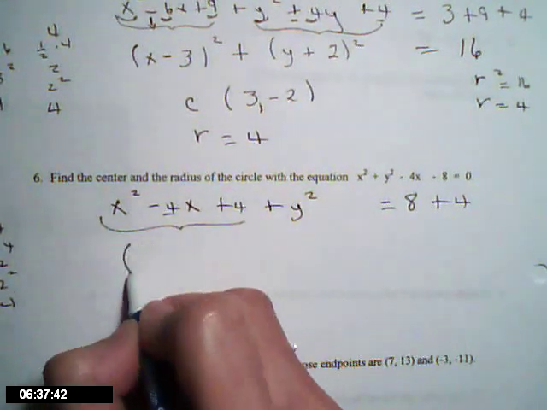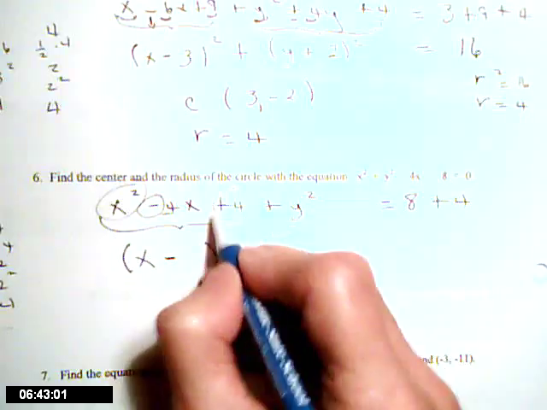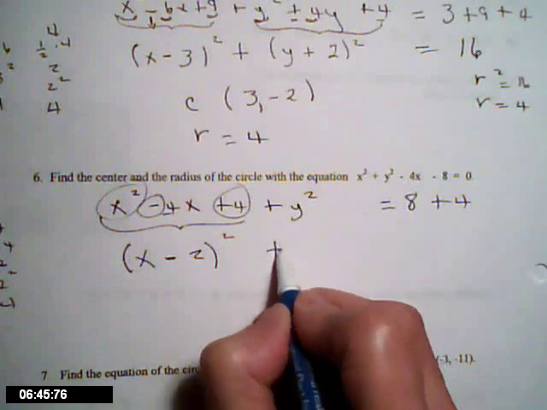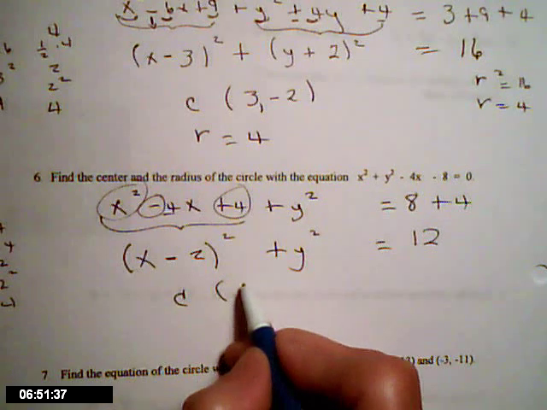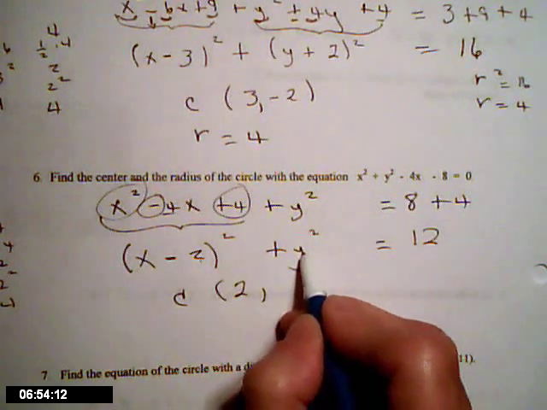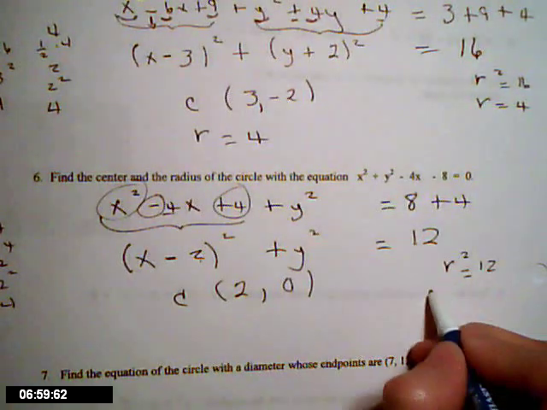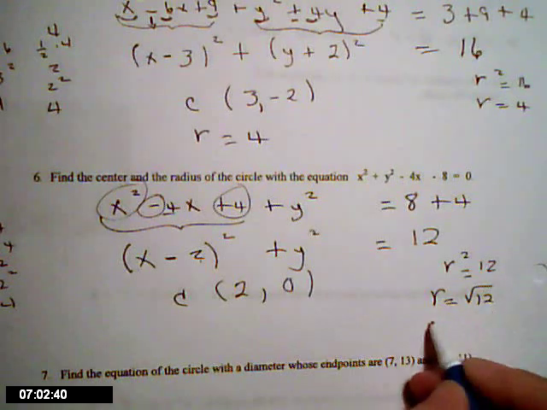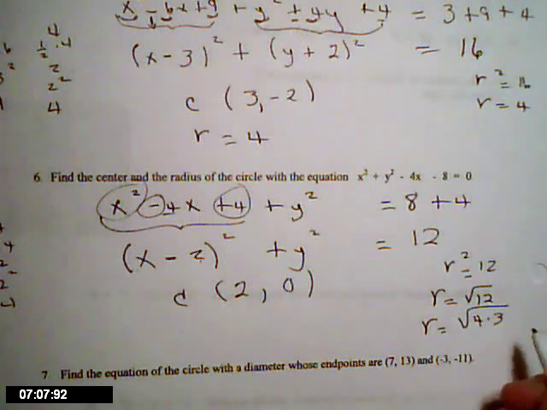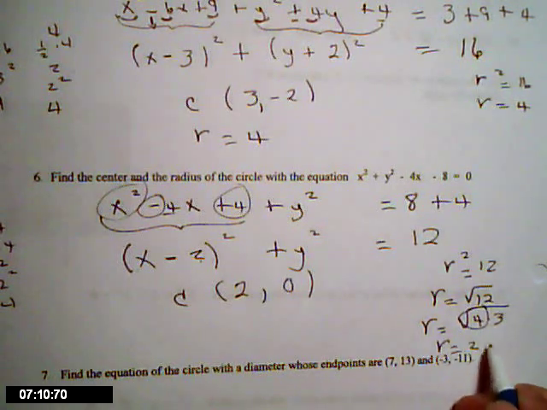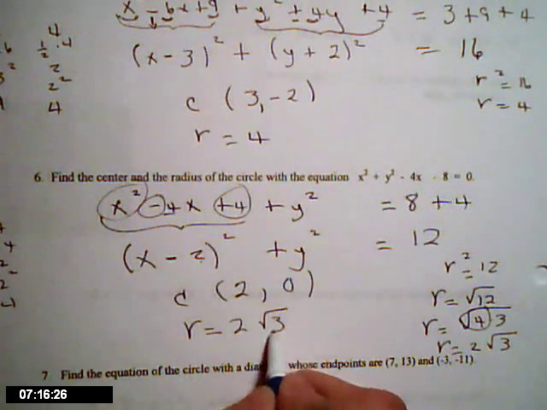This is my perfect trinomial square. Now remember, square root of the first term, use your middle sign, square root of the third term, bring down the y term, and add. Now, my center is 2 for x, nothing, 0 for y. R squared is 12. Now, if I take the square root of both sides, I need to look and see if I can simplify this using perfect squares. That would be 4 times 3. The square root of 4 would be 2 onto the square root of 3. So my radius is 2 times the square root of 3.